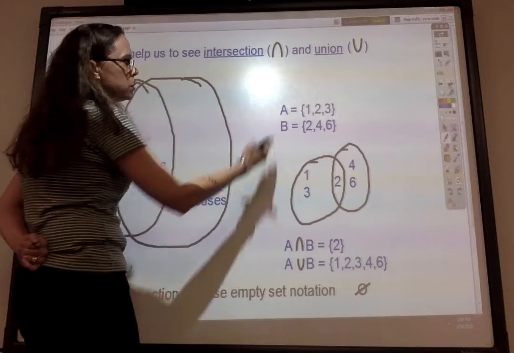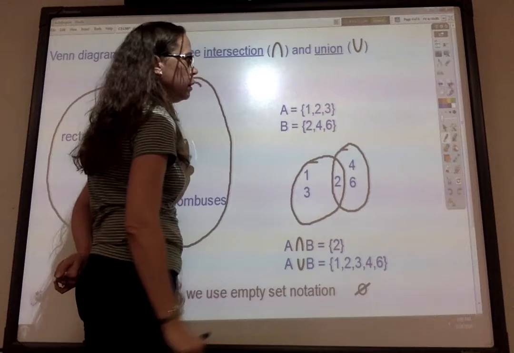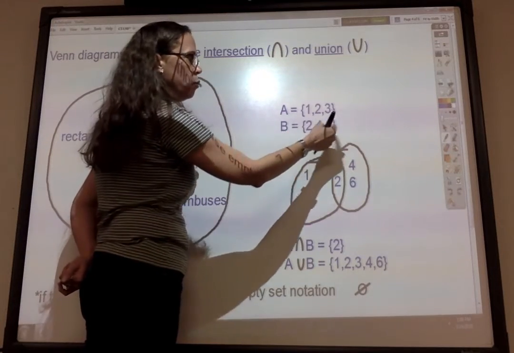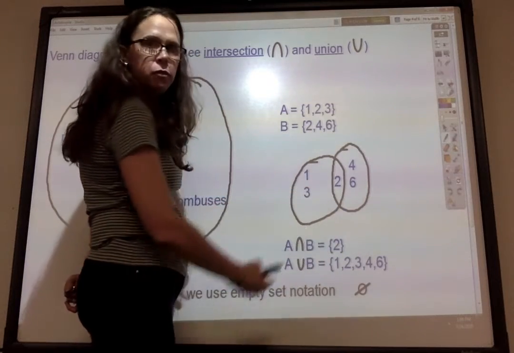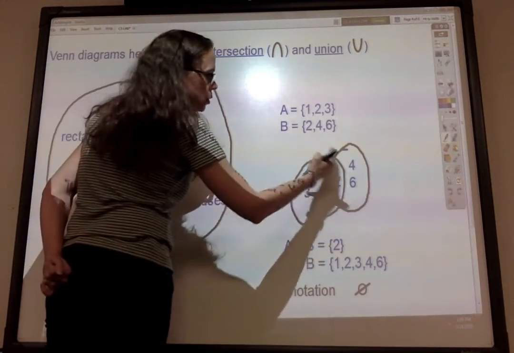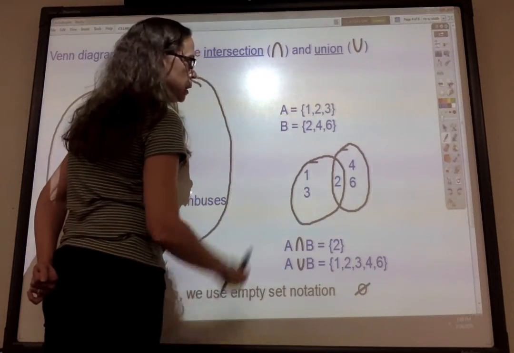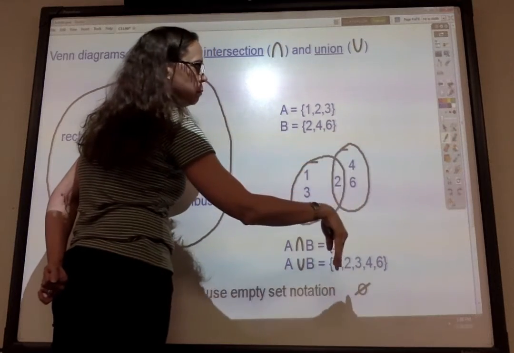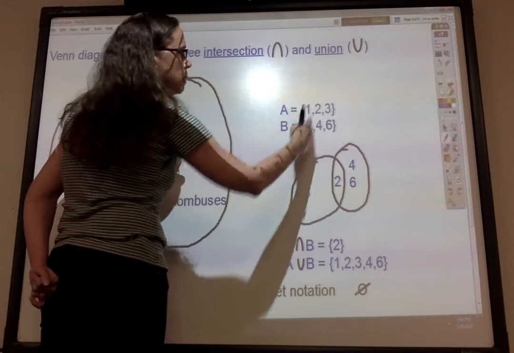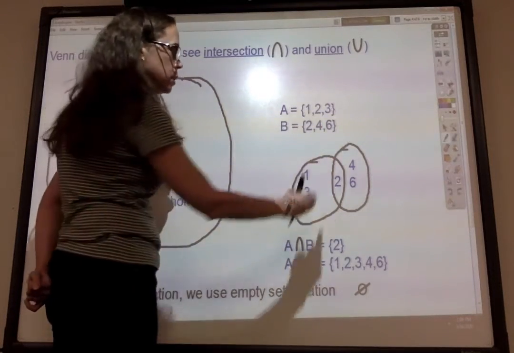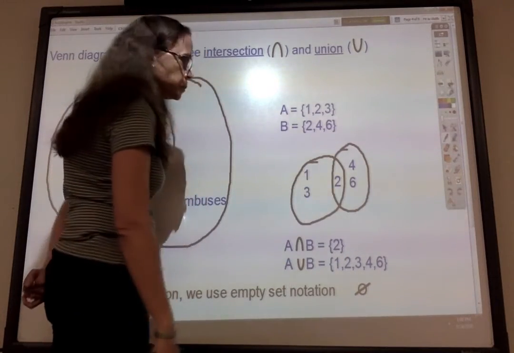So here's another example. If I have set A contains the elements 1, 2, and 3. Set B contains the elements 2, 4, and 6. Well, I want to look at them as a Venn diagram. So my first circle on the left represents set A. 1, 2, and 3 are the elements of set A. My second circle on the right represents set B, 2, 4, and 6. Now, when I look at my two sets, I can see they both contain a 2. So that is their intersection. So I put the 2 where the circles intersect.